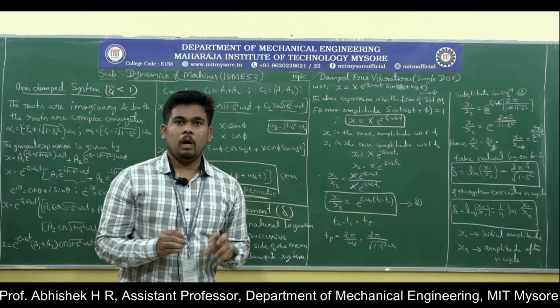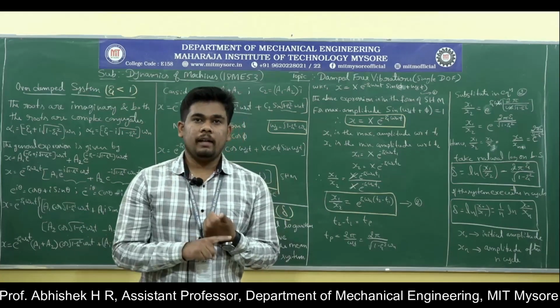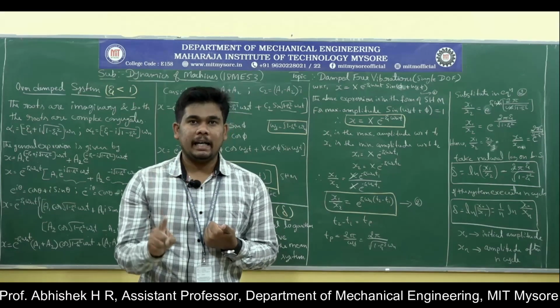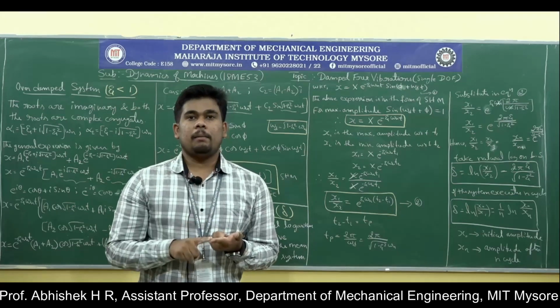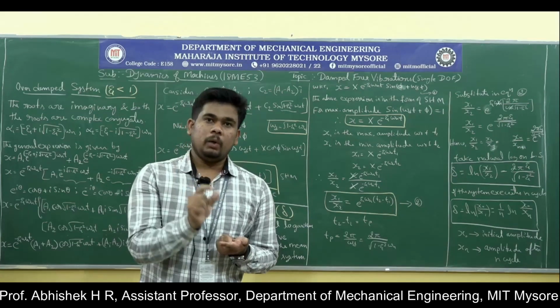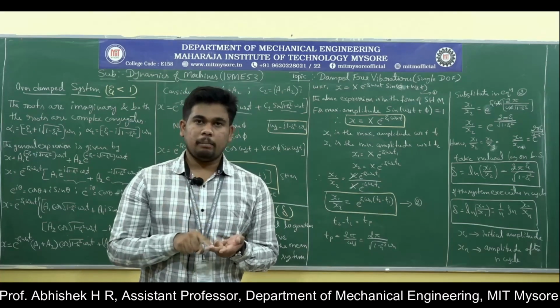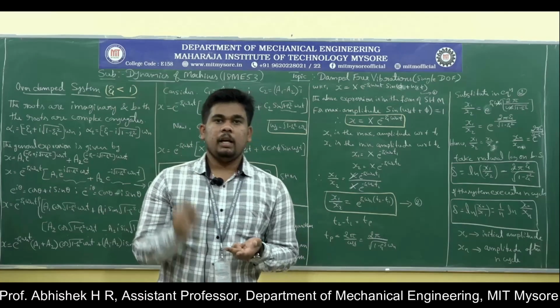You have to remember all these three conditions. If the damping factor is greater than 1, it is an overdamped system, and the roots are real and negative. Damping factor equal to 1 means it is the critically damped system, and the roots are real and equal. Damping factor less than 1 means it is the underdamped system, and the roots are imaginary, and both the roots are complex conjugates.